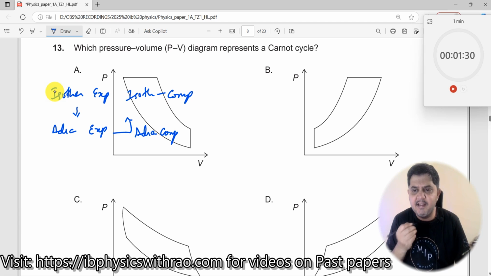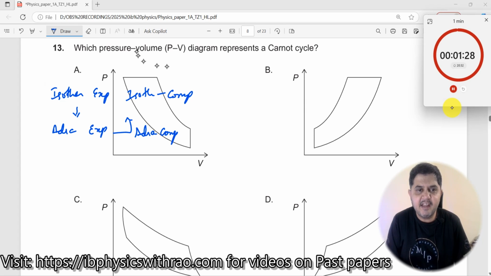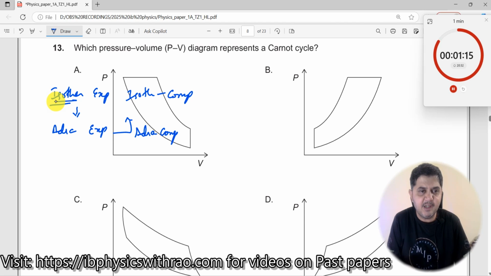Now what is the easiest way to get this answer here? Expansion. So when I say expansion, what happens? Volume should increase. Now let us look at this here. So here you see volume is increasing, but what is happening here? Pressure is constant. When I say isotherm, what do you mean by isotherm?